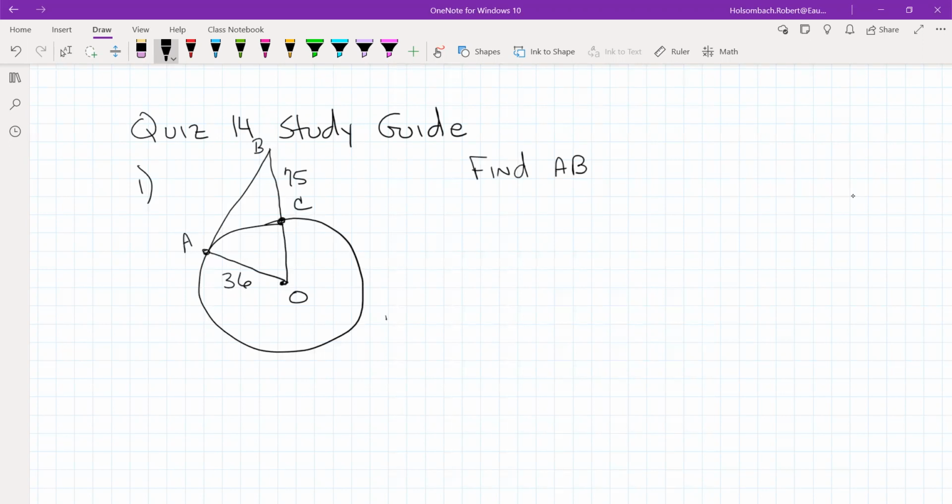All right, so if A to O is 36, then O to C is also 36. If BA is the tangent, then this is our 90-degree angle. And this entire hypotenuse right here is the sum of 75 and 36, which is 111. So if we need the length of AB, AB squared plus 36 squared is equal to 111 squared. So you can subtract 36 squared from each side.